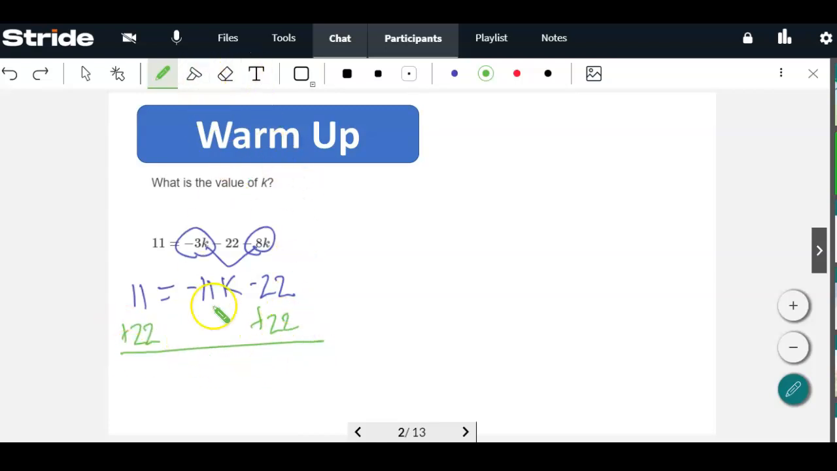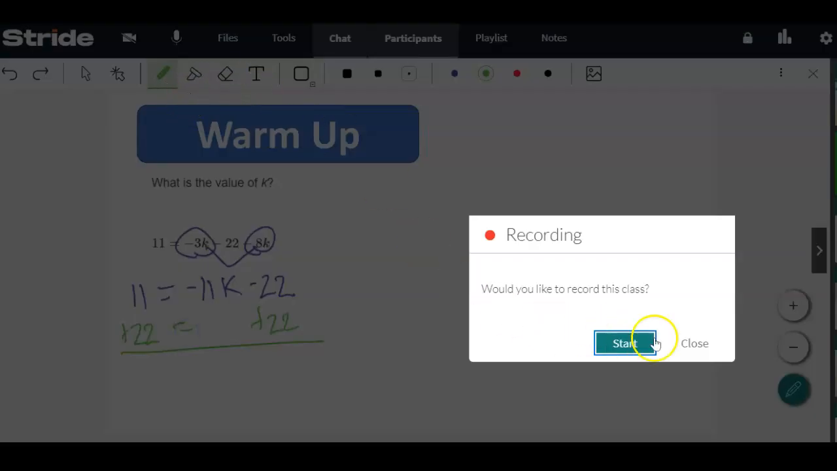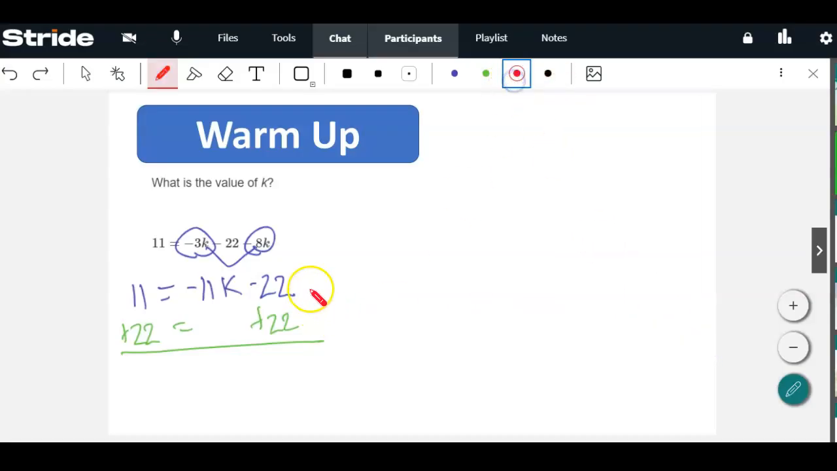The opposite here is to add 22, so we're going to do plus 22 on both sides. Oops, I'm sorry, this part cancels. So bring down the negative 11k. You're going to add 11 plus 22, you get 33. This shows multiplication. The opposite is to divide. You're going to divide by negative 11 on both sides. And so you have 33 divided by negative 11, and so k is equal to negative 3.